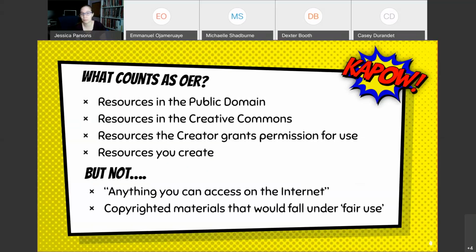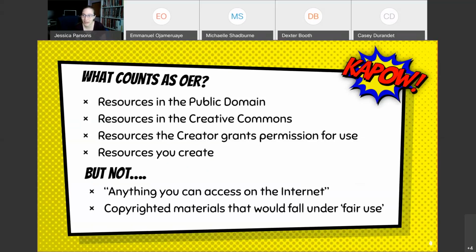Resources the creator grants permission for use. One of the things I do as an OER specialist is I go out, and when a teacher identifies a resource that maybe is copyrighted, I go out and get permission for them to be able to use that. I send an email or call up a publishing company and say, hey, we'd really like to use this in our Canvas course. Can we get written permission to do that?